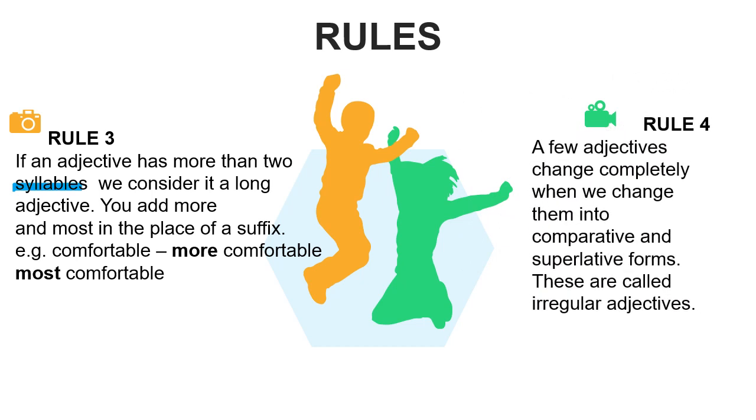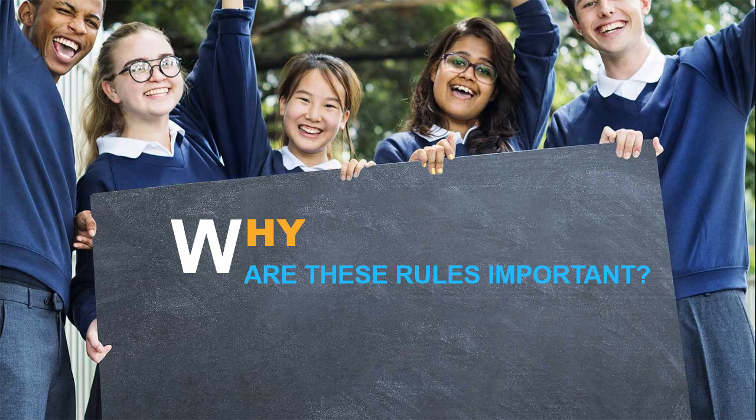Rule number 4. A few adjectives change completely when we change them into comparative and superlative forms. These are called irregular adjectives, just like you get irregular verbs.